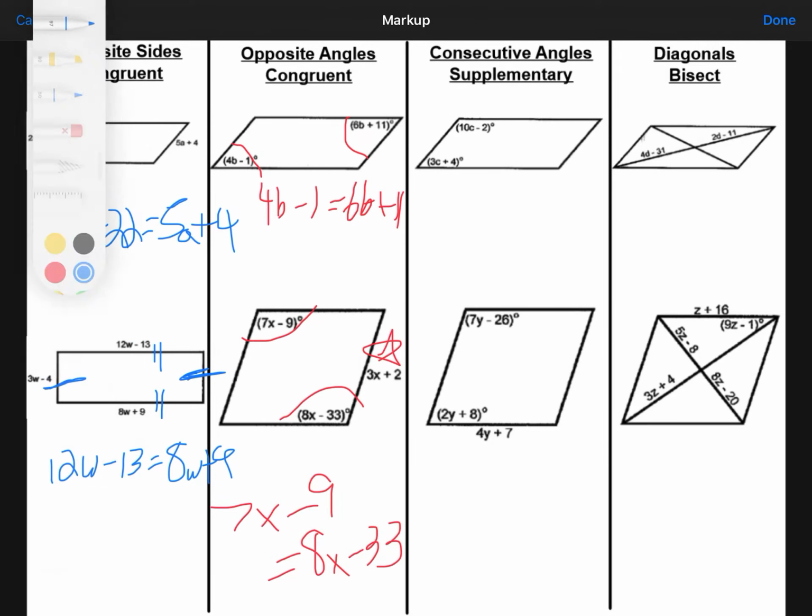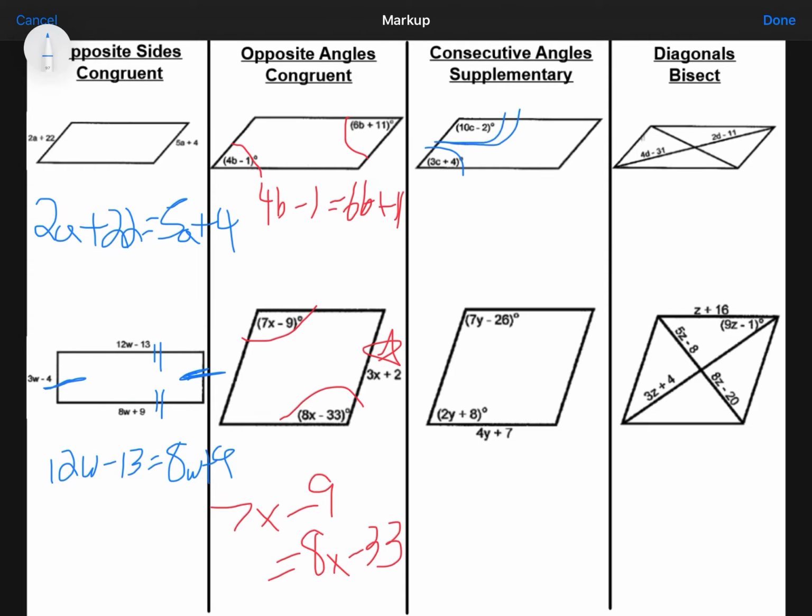What if they're not opposite angles? What if you have an acute angle and an obtuse angle? These are called consecutive angles. They're supplementary. And this is the only situation where you'll add angles up to a total of 180.